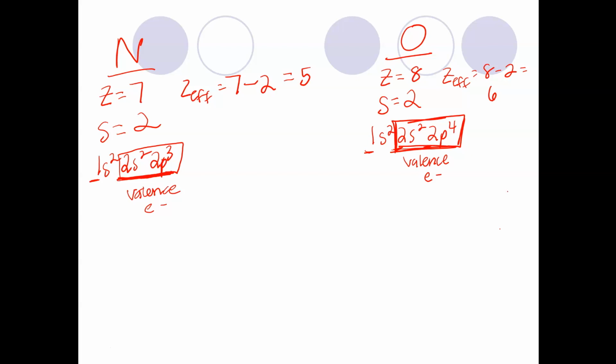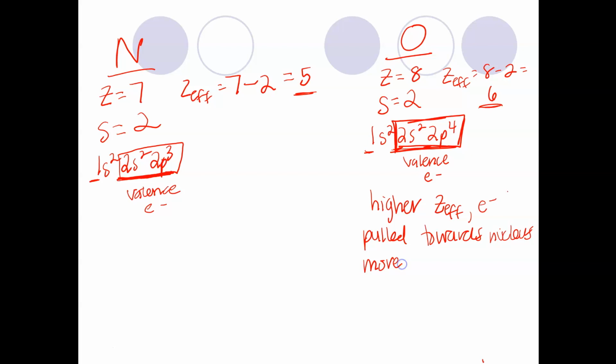So I'm kind of jumping ahead a little bit, but the fact that oxygen has a higher Zeff, its answer was 6, nitrogen's was 5, so 6 is bigger than 5, that's why it has the higher effective nuclear charge. That's going to make the electrons pulled towards the nucleus more. So that means if the electrons are pulled towards the nucleus more, what we're going to see is it's going to be a smaller atom. Everything's going to pull in a little bit.